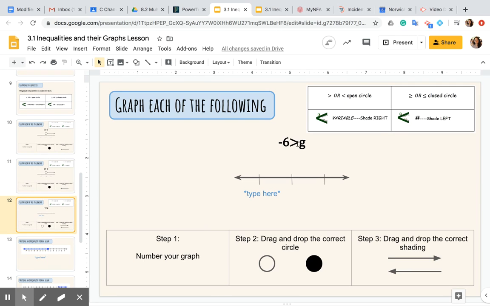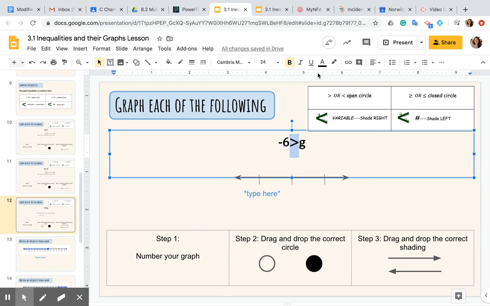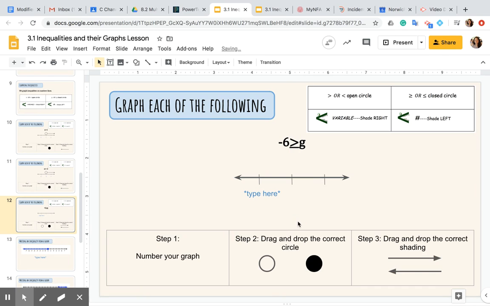You know what? I'm going to change this problem. I'm going to do an impromptu change. I'm going to put a bar underneath this symbol. Make it different because we haven't come across one like that yet. All right, so another one that we'll do together. If I read this left to right, this says -6 is greater than or equal to g. So I put a bar underneath this one.